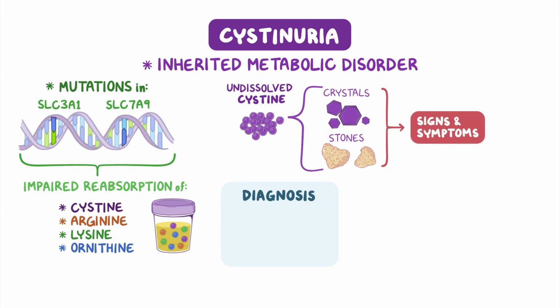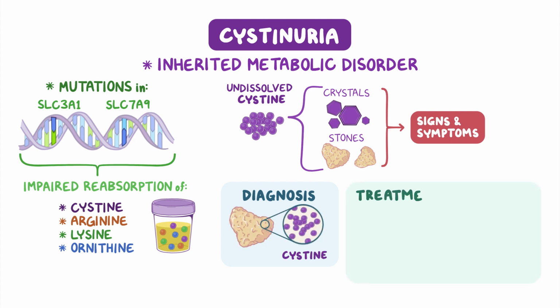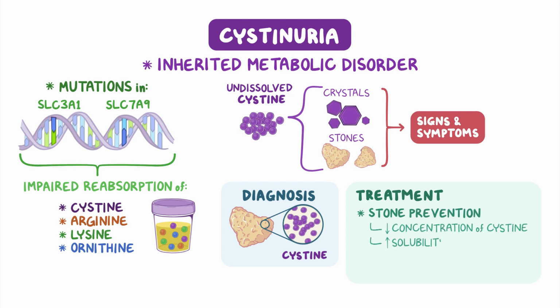Diagnosis is based on confirmed 100% cystine stones in urine, and treatment mostly focuses on stone prevention by lowering the concentration of cystine, increasing its solubility by increasing urine pH, and using drugs like tiopronin to keep cystine soluble.